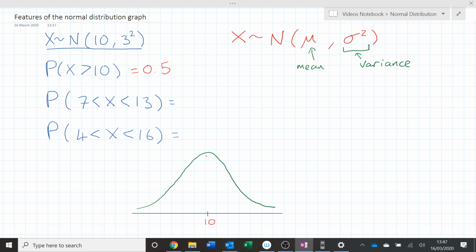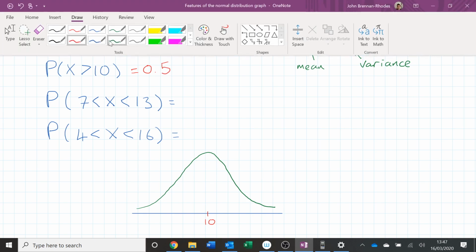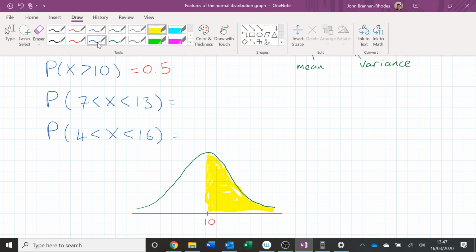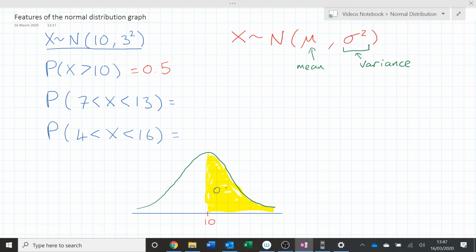Now, at this point, it's important for me to say to you, we are talking about a graph here. The thing on here that represents probability is area. In the binomial distribution, you added up the heights of all of the probabilities, whereas on a normal distribution, probability is area. So I'm going to show you that. This would be 0.5 because it's a half of it. Probabilities are areas.